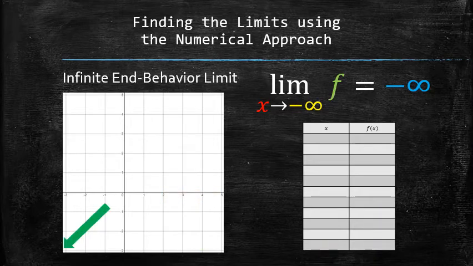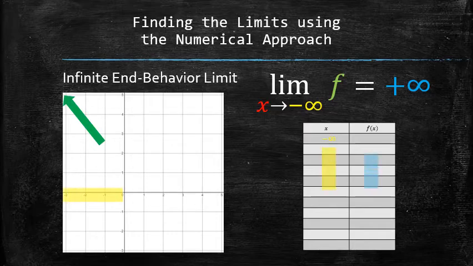When a function has the following infinite end behavior limit, as x approaches negative infinity, the sequence of outputs will approach negative infinity. When a function has the following infinite end behavior limit, as x approaches negative infinity, the sequence of outputs will approach positive infinity.